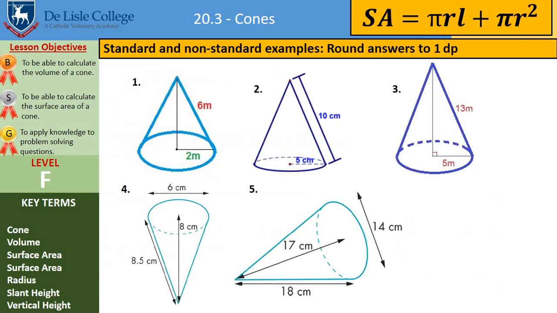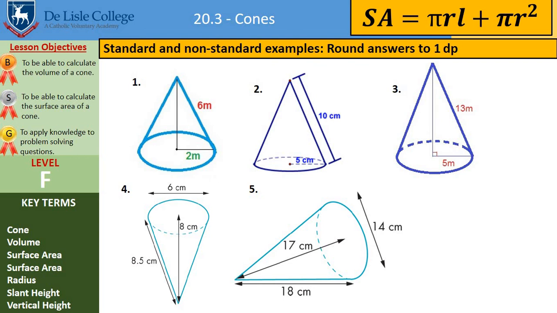Right, well done. If you could now have a go at finding the surface area of these cones. We've got standard and non-standard examples. There's some questions where you're given extra bits of information you don't need. Please write your answers to one decimal place and just be careful with your working out and with your diameter and your radius. Please pause the video as you have a go at these questions.